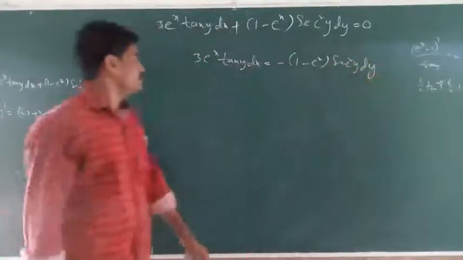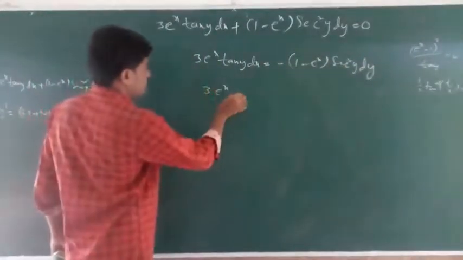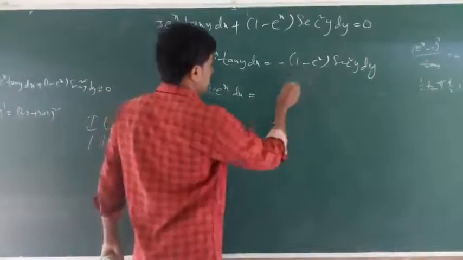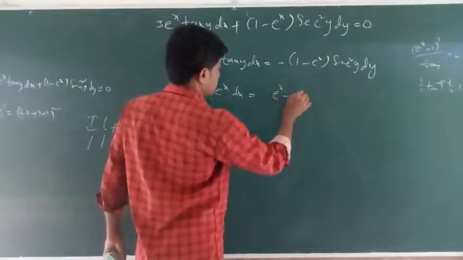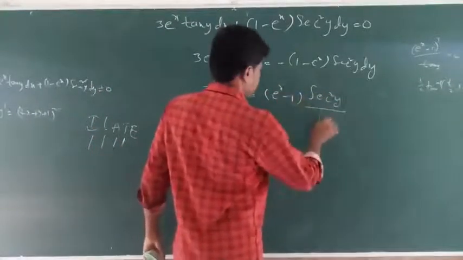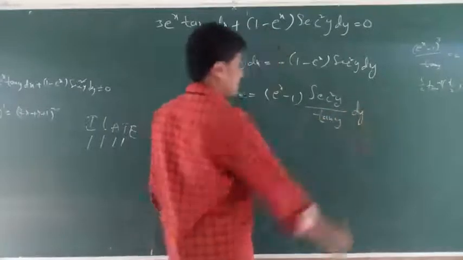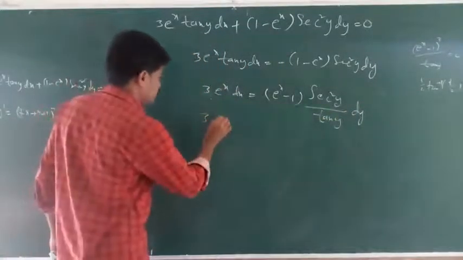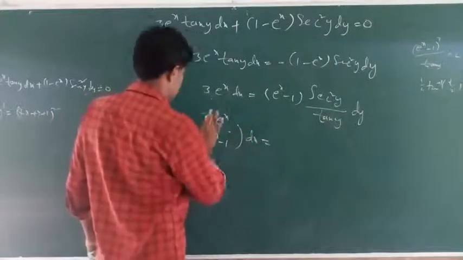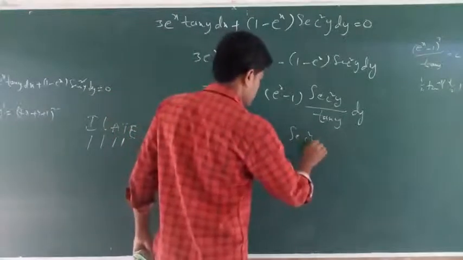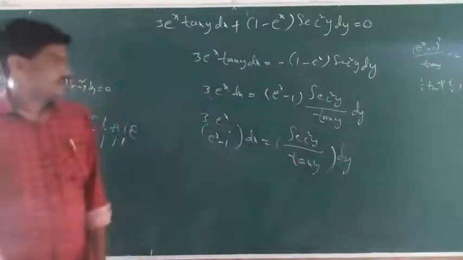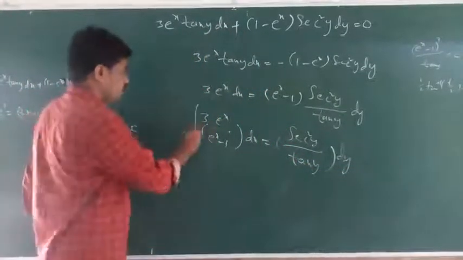So 3 e^x dx by (e^x − 1) is equal to sec² y by tan y dy. So this side is the x term, and this side is the y term, so total x term on one side, y term on the other side. So applying integration on both sides.